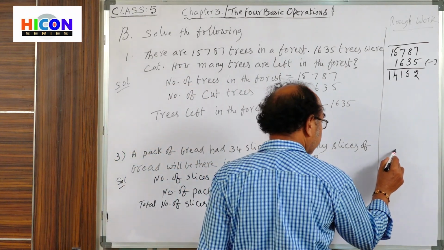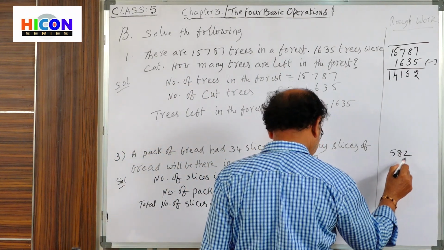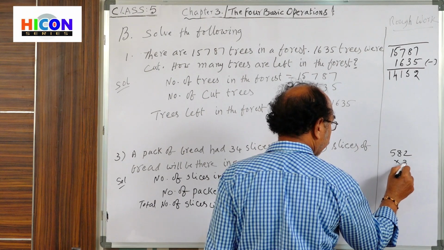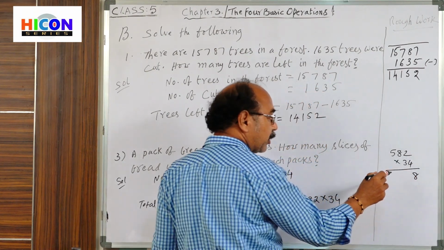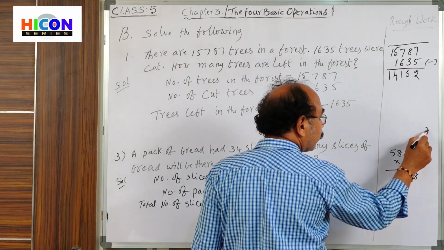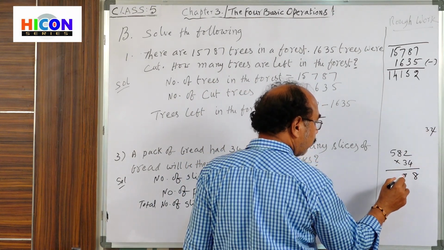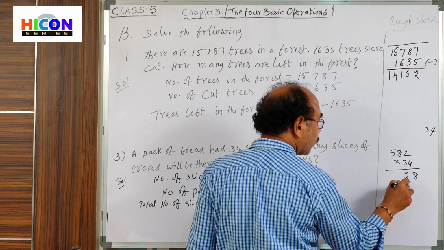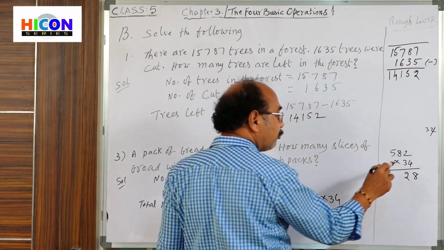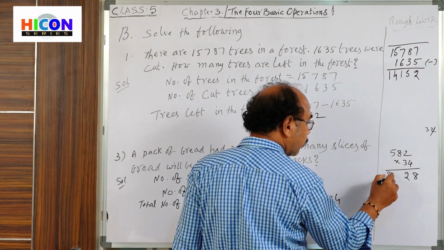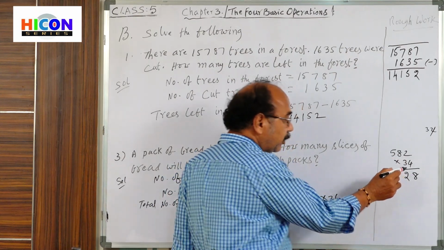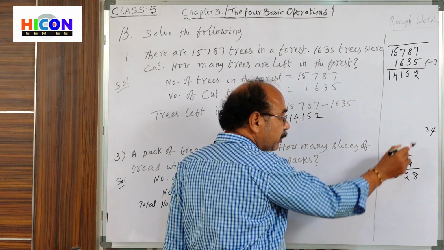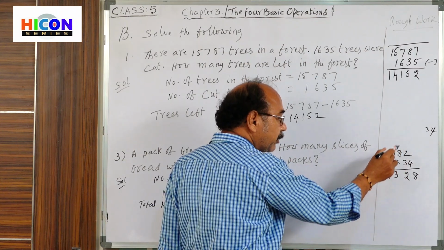Here you show multiply 582 into 4. 4 2s are 8. Okay, 4 8s are 32. 2 I wrote here, 3 is there. 4 5s are 20 plus 3, 23. Okay, once again see, 4 2s are 8. 4 8s are 32. So 2 I wrote here, 3 is there. 4 5s are 20 plus 3, 23.